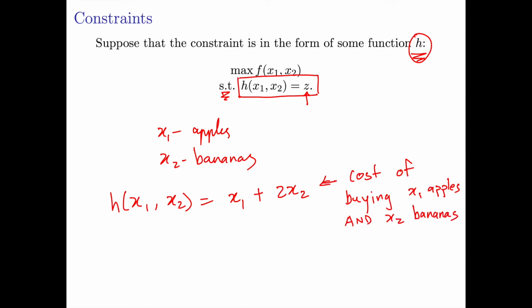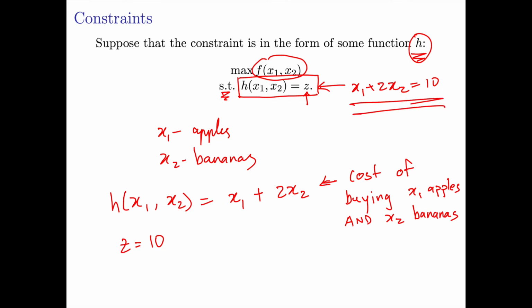So what is z here? Z is the amount of money you had. The cost has to be exactly equal to the amount of money you've got to spend. And we said that was $10. So this constraint, for the example I just discussed, is that x1 plus 2x2 has to equal 10. Find the amounts of apples and bananas that maximize the value f of x1, x2, such that this equation holds true. So that's what a constrained optimization problem is.